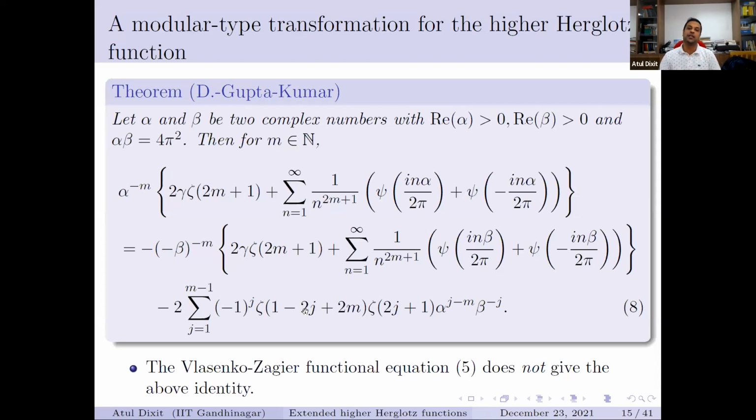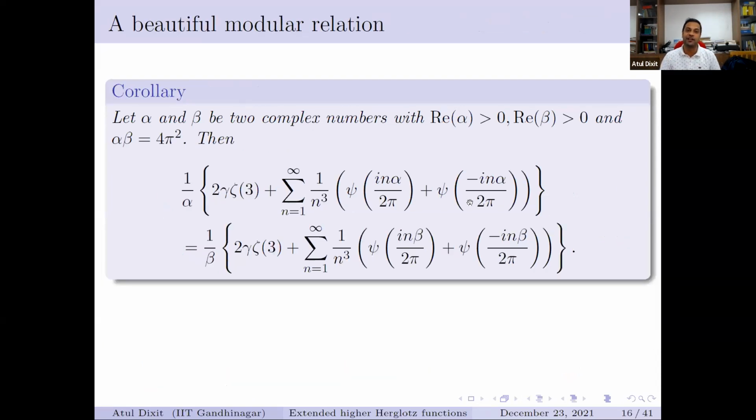What we did was we even generalized this to the case of capital N, like occurring in the exponent of n. But let me give one special case, which is really nice. When you have m equal to 1, this term vanishes, right? j going from 1 to 0, and you have a perfectly modular relation involving zeta of 3.